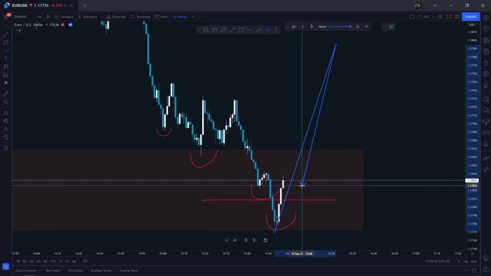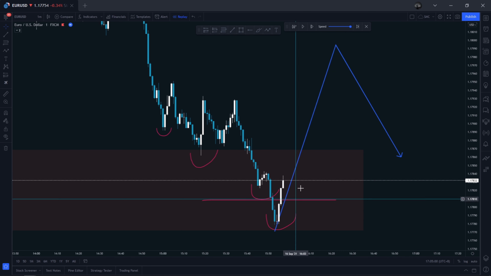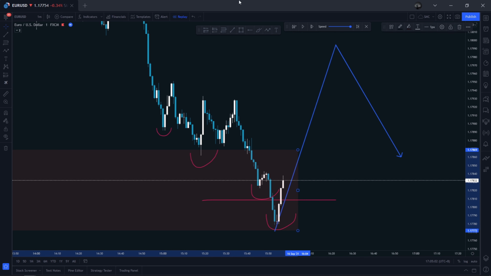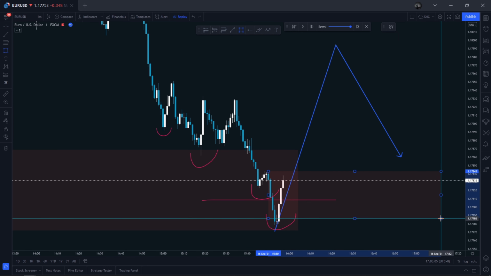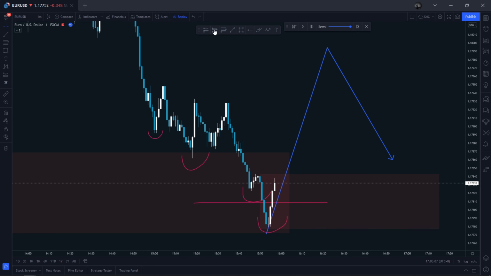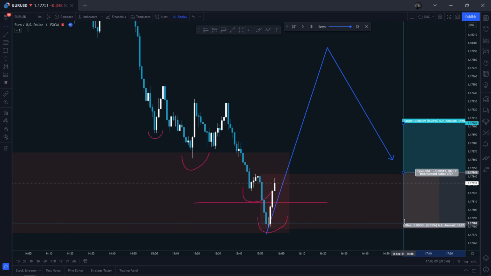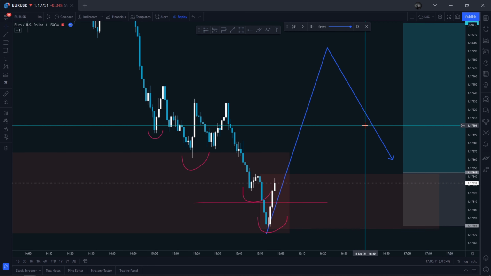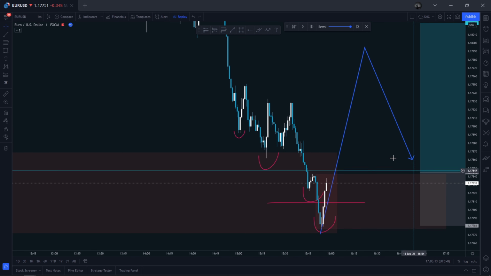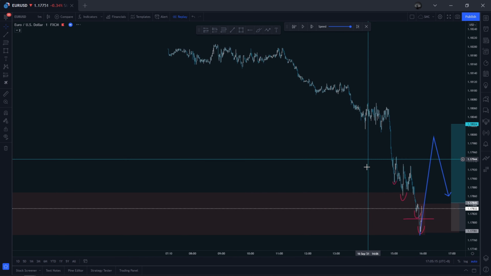Then we look for order blocks in these inner zones, then we enter from there. So order block here, then I set my buy limit, then bring it higher since I already have my confirmation.